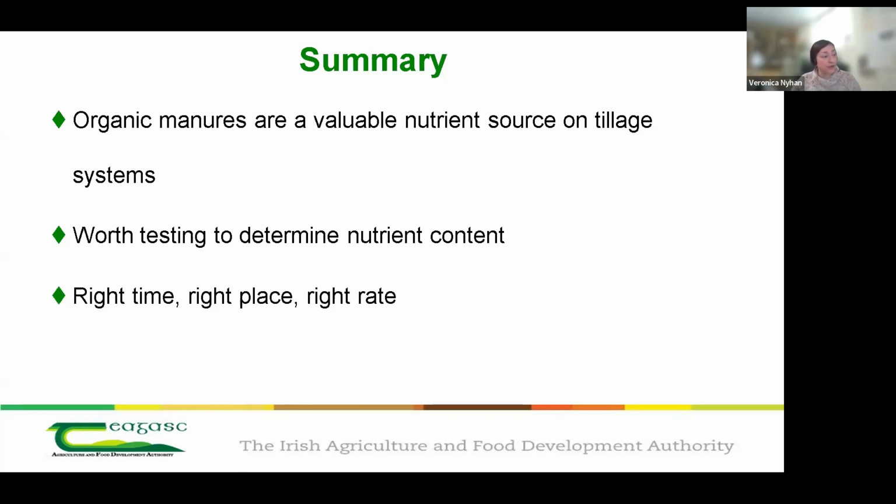It's a case of right time, right place, and right rate when it comes to slurry, and just knowing where your limitations on your system are and working around that.